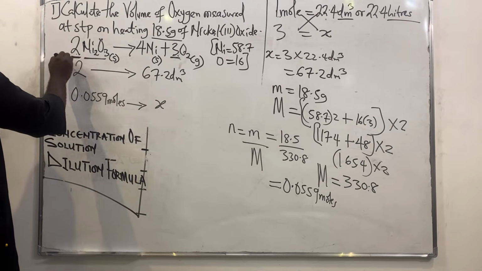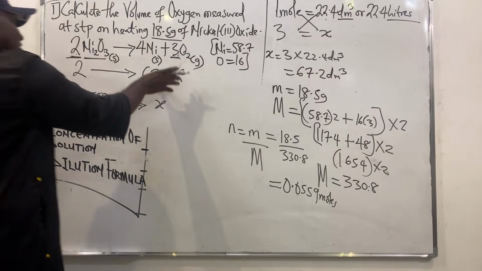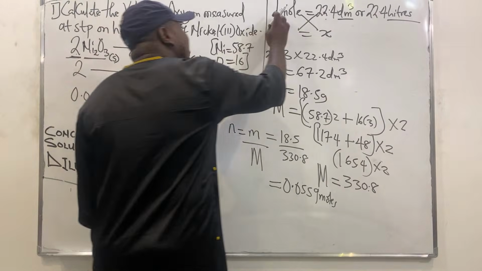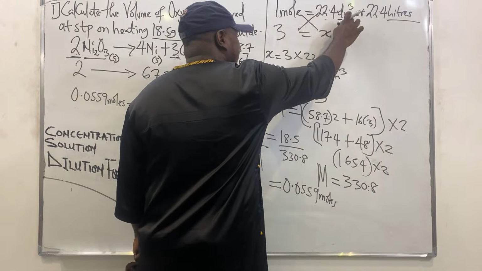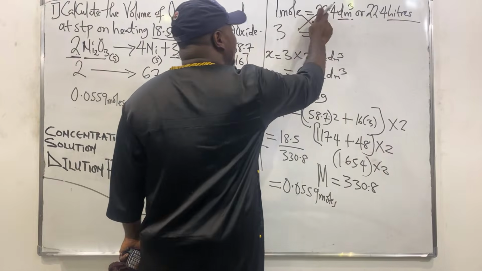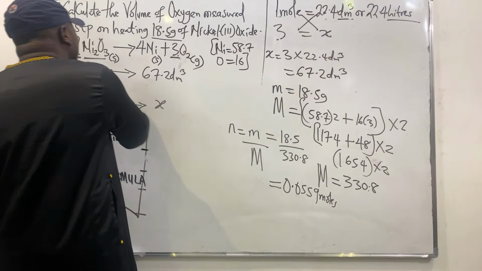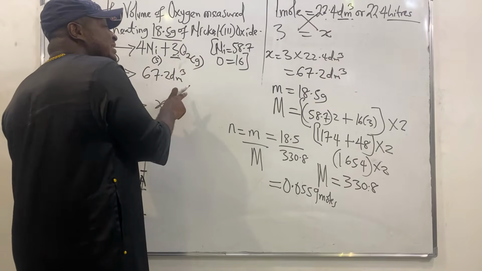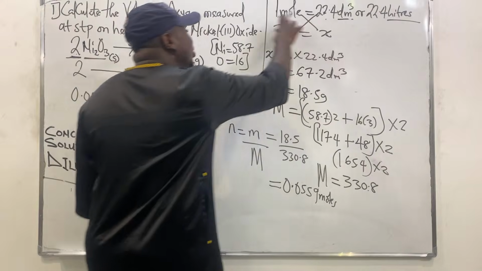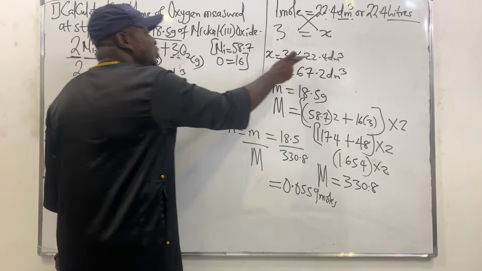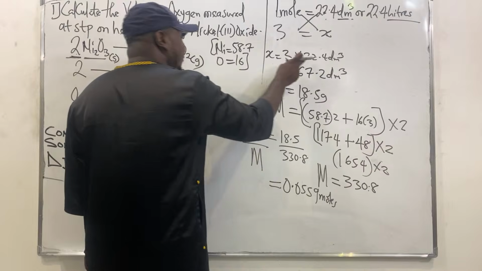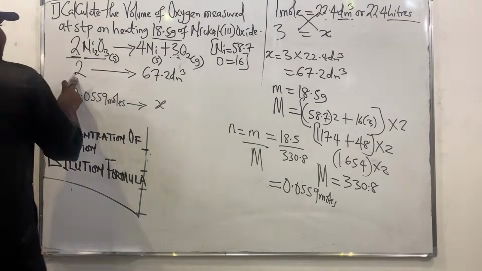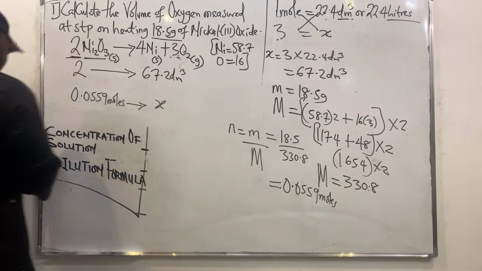From the balanced equation, we have 2 moles of nickel 3 oxide. We all know how we got 67.2 dm³, because we have 3 moles of oxygen, and every mole of any gas at STP contains 22.4 dm³. So 3 moles of oxygen will be 3 times 22.4, so 67.2 dm³. Class, you don't have to do this in the exam. Just understand that if you have 3, multiply 3 times 22.4. If you have 4 here, 4 times 22.4. If you have only 1 here, 1 times 22.4. So 2 moles of nickel 3 oxide gives 67.2 dm³ of oxygen.